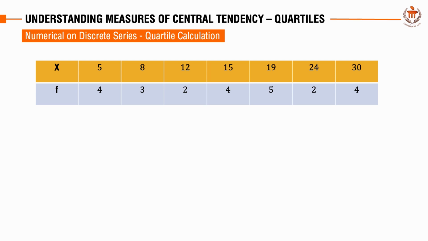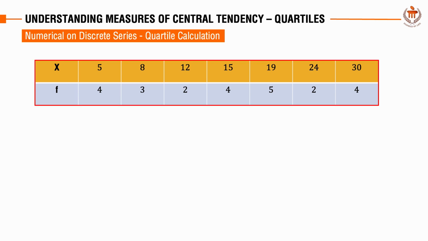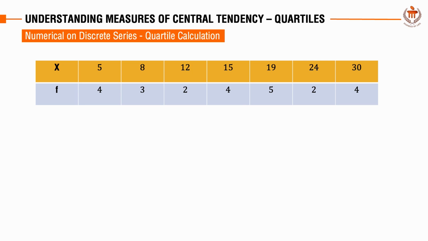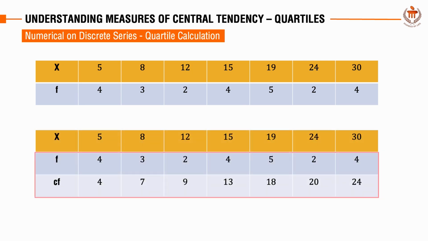Okay, imagine that this is the numerical given to you, where certain data are given, and the frequency is given, which tells how many times that value is repeated. Like value 5 is repeated 4 times, value 8 repeated 3 times, value 12 repeated 2 times, value 15 repeated 4 times, value 19 repeated 5 times, value 24 repeated 2 times, value 30 repeated 4 times. If you count this sum, 4 plus 3, 7, plus 2, 9, 9 plus 4, 13, 13 plus 5, 18, 18 plus 2, 20, 20 plus 4, 24. The total is 24 data.